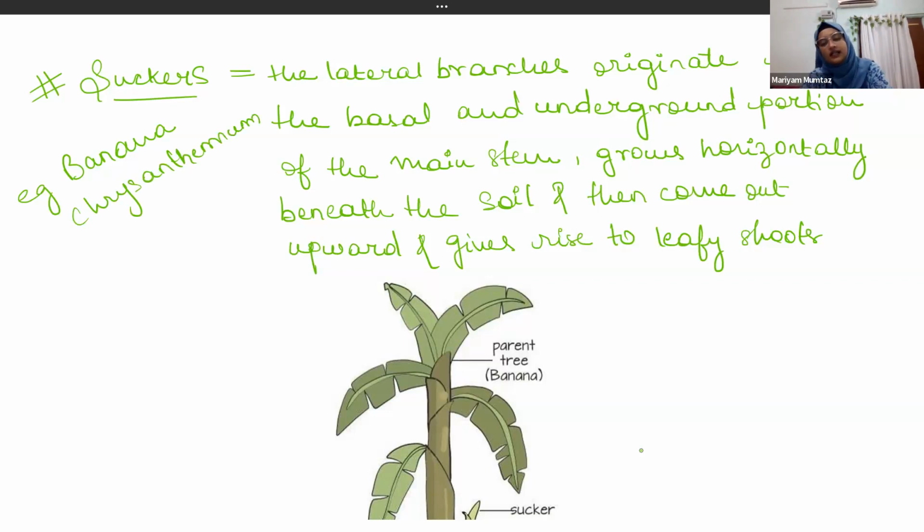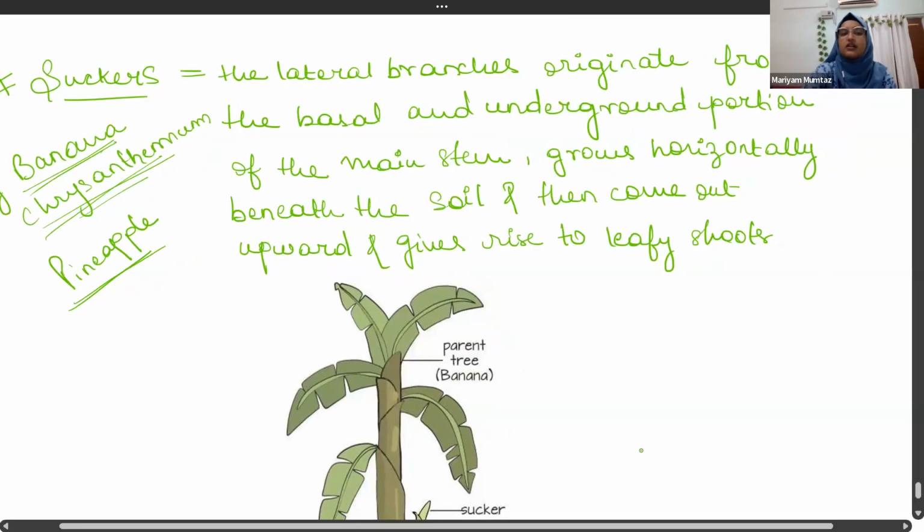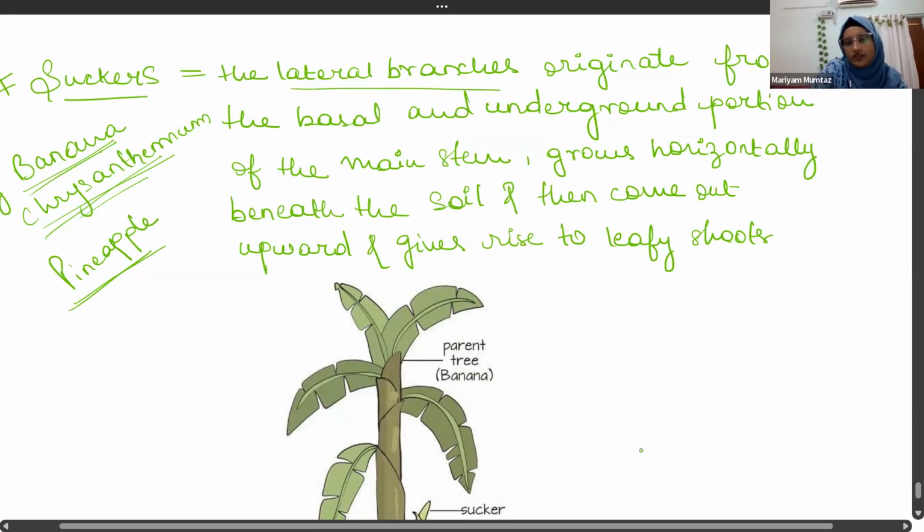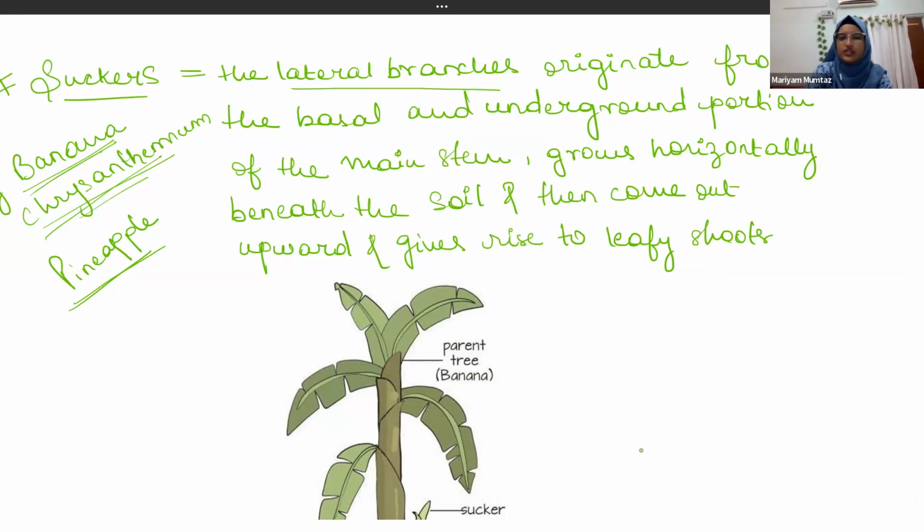Okay, so in banana, in chrysanthemum, and there is another example, pineapple. So in these three, you don't have to underline, but I'm just stressing it. Okay, so in these three, you need to underline. A modification of stem, which is known as a sucker, is present in them, and in there, the lateral branch, the sideways branch, originates from the basal, meaning at the base, and the underground portion of the main stem.